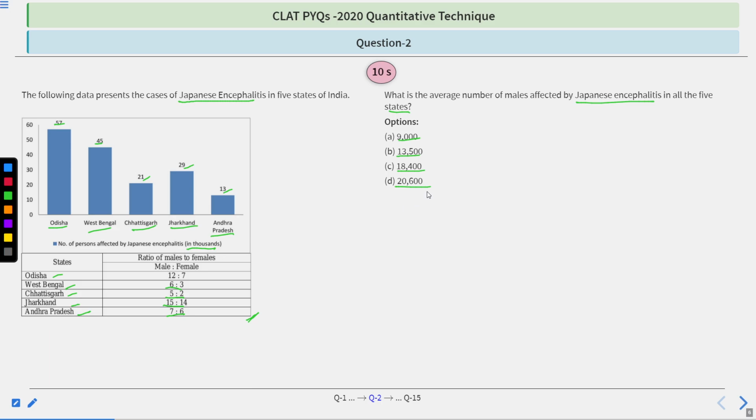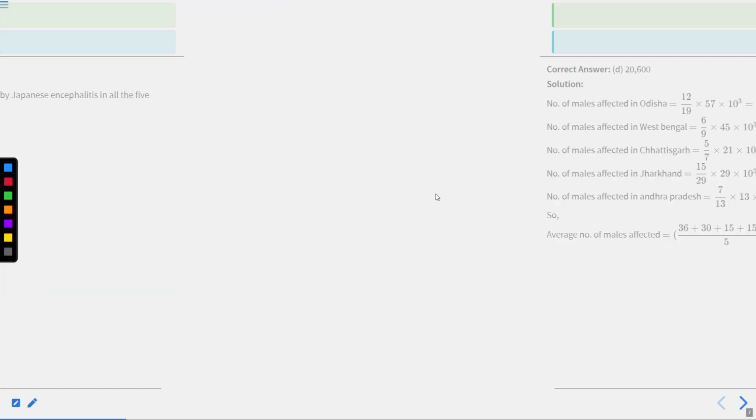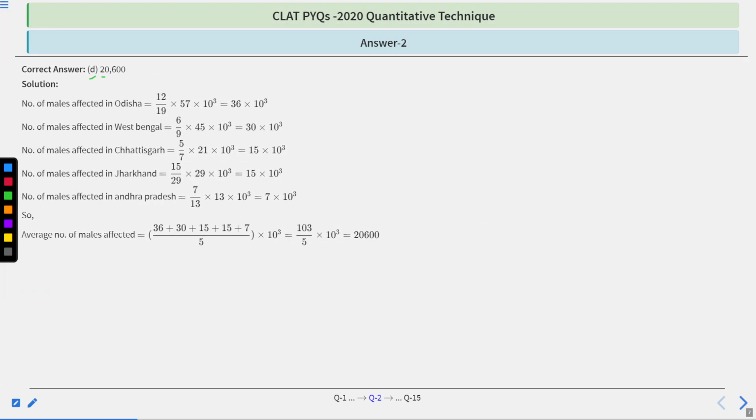So you will have 10 seconds to try this question. After 10 seconds, we'll move towards the correct option and explanation. So your time starts now. Let's see the correct option. The correct option is D, 20,600.